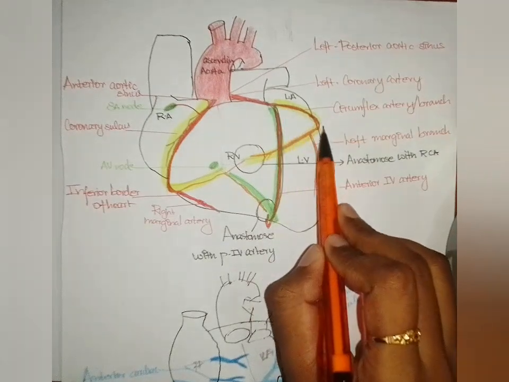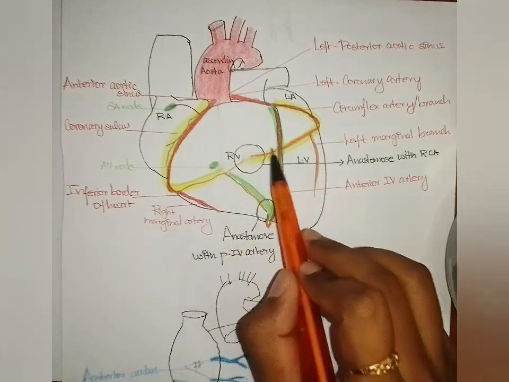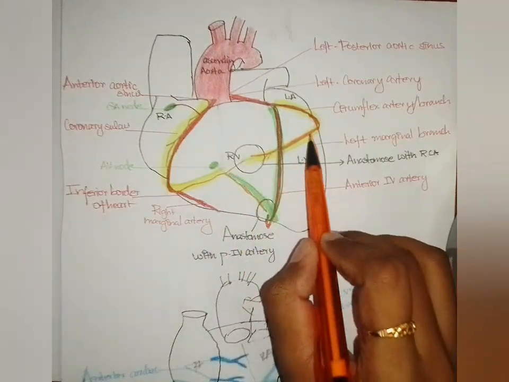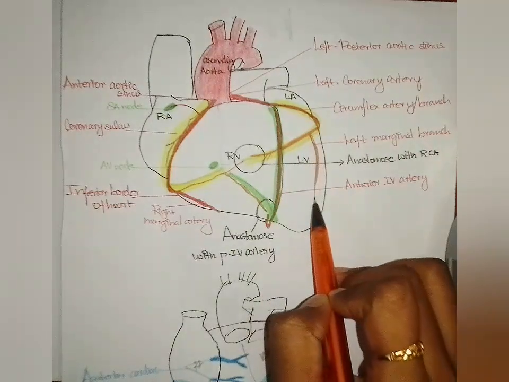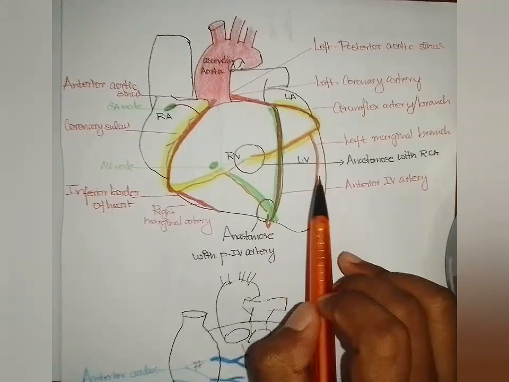So the circumflex branch goes behind. It continues posteriorly and anastomoses with the right coronary artery. The circumflex branch gives rise to the left marginal branch, which flows to the left border of the heart.